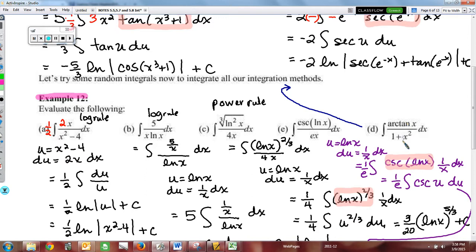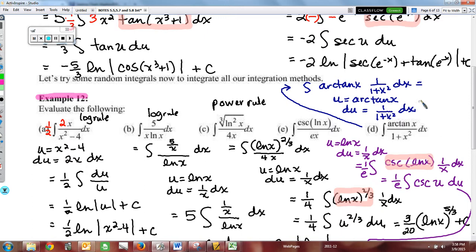Now, again, when you look at this one, once I recognize that the derivative of arctangent is 1 over 1 plus x squared, you have to reveal where the derivative is. So I'm going to rewrite this as arctangent of x and then 1 over 1 plus x squared dx. So when I go to choose a u here, I'm going to let u equal the arctangent of x. My du is going to be 1 over 1 plus x squared dx.